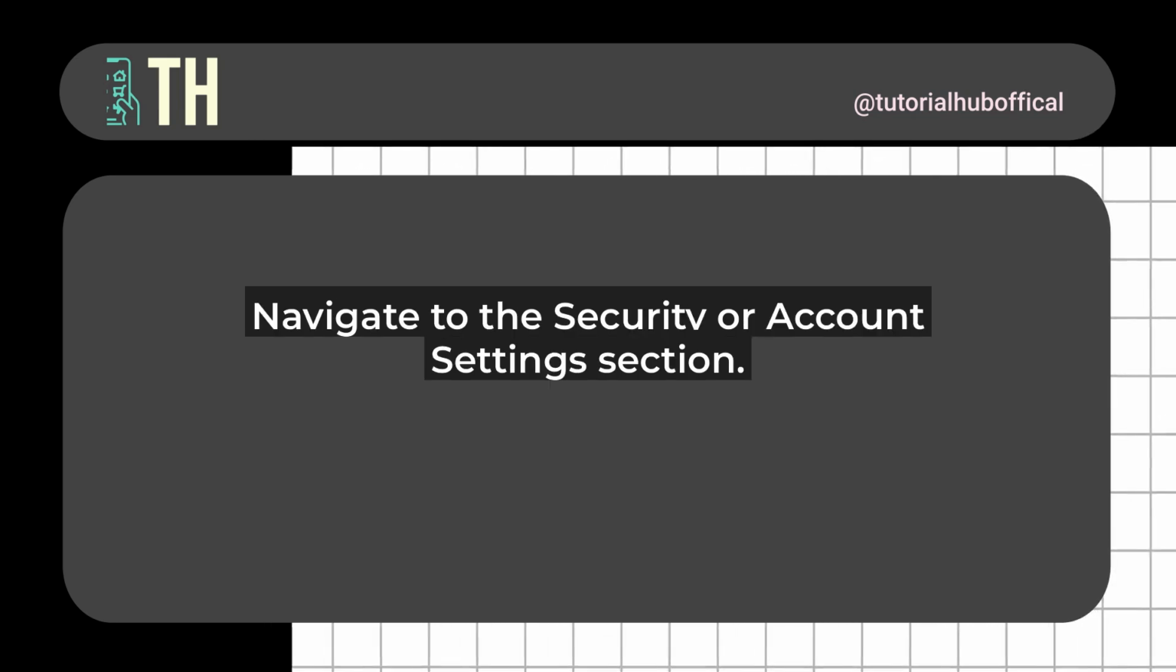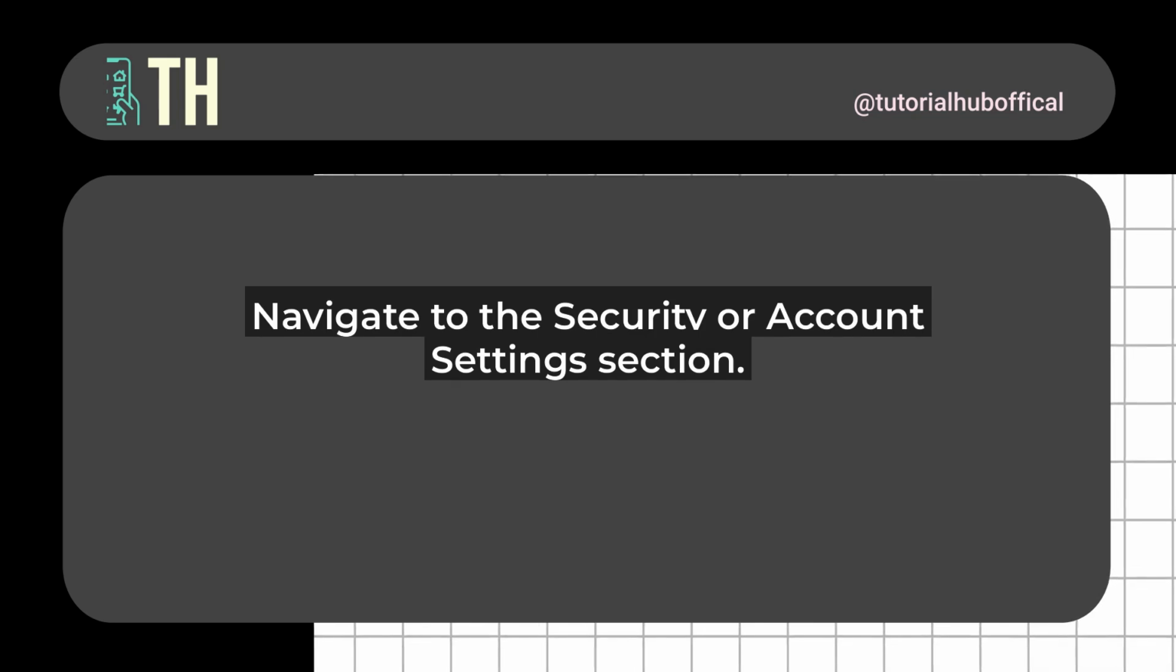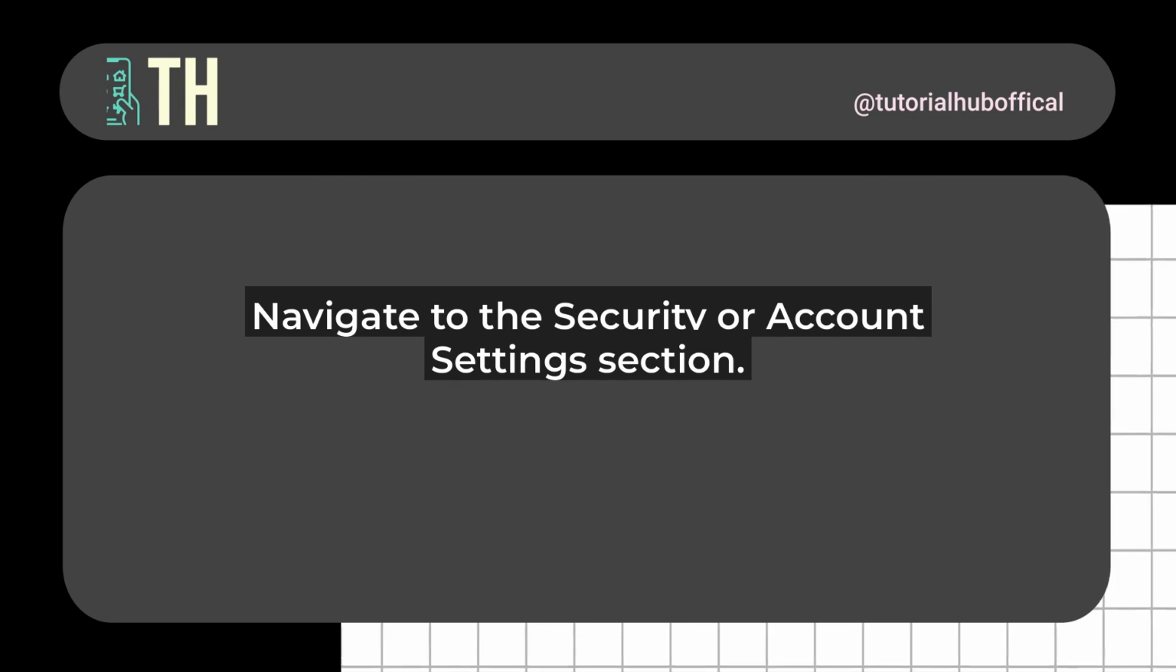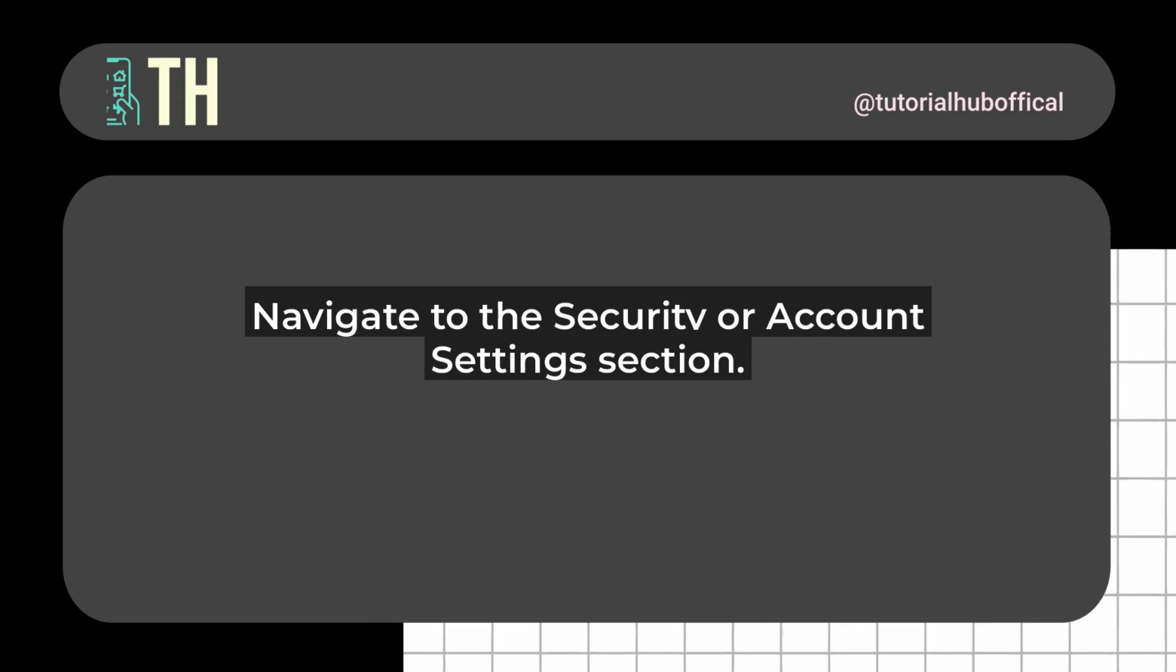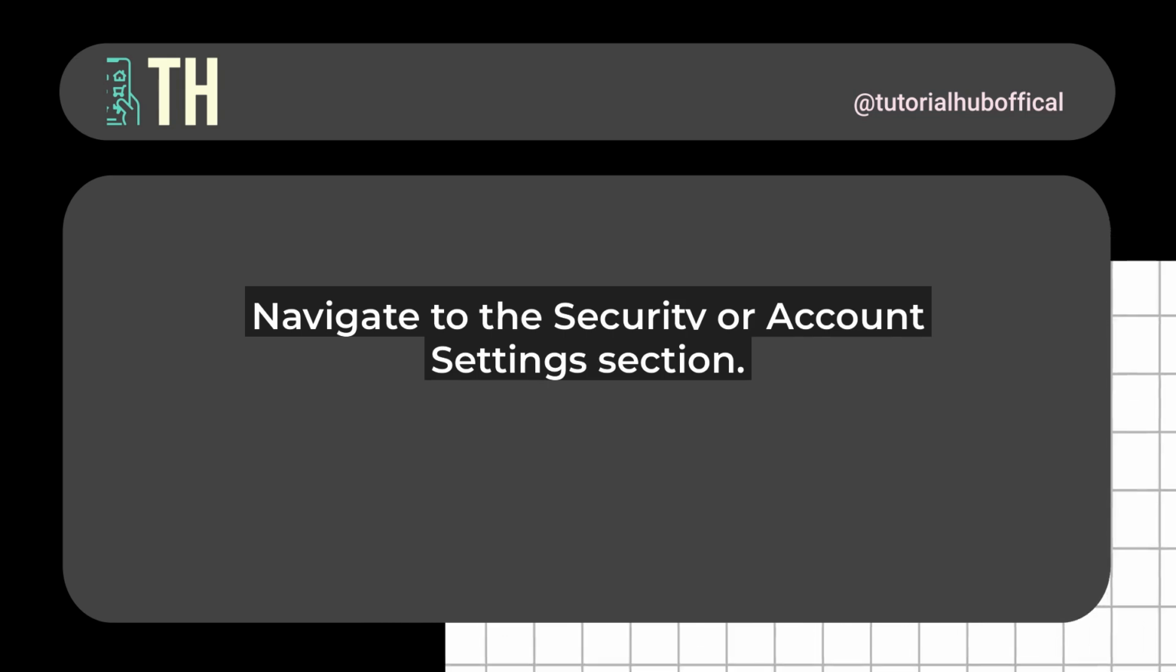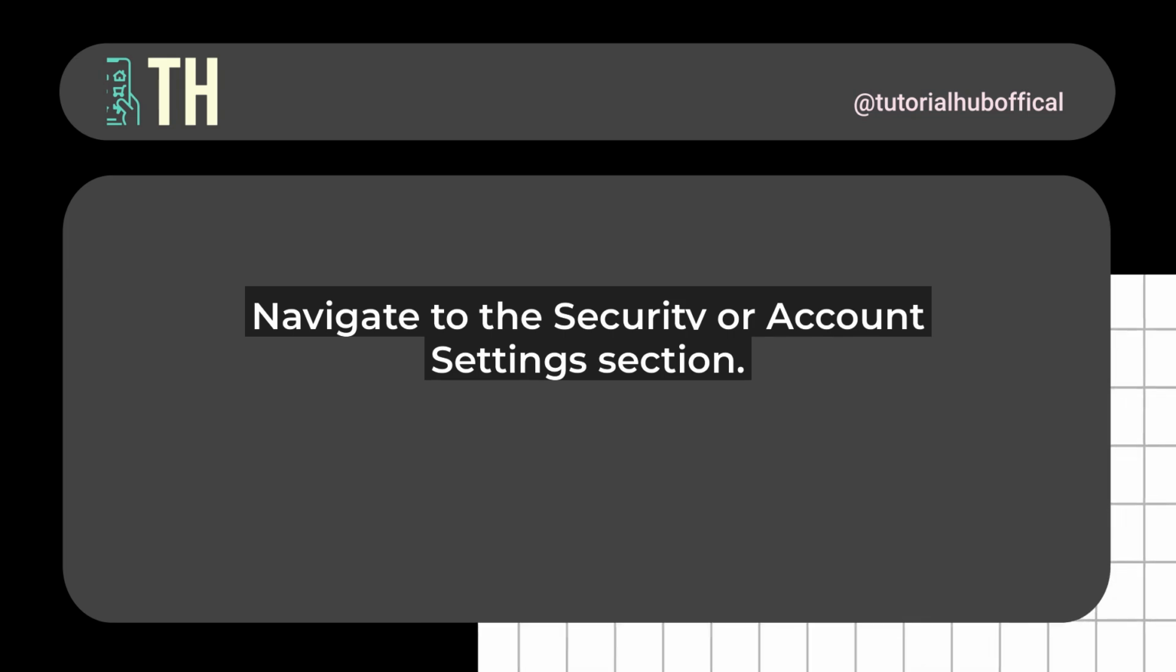Step 1. Log in to your Gate.io account using your username and password. Once you're in, head over to the Security or Account Settings section. It's usually in the top right corner or under your profile menu.